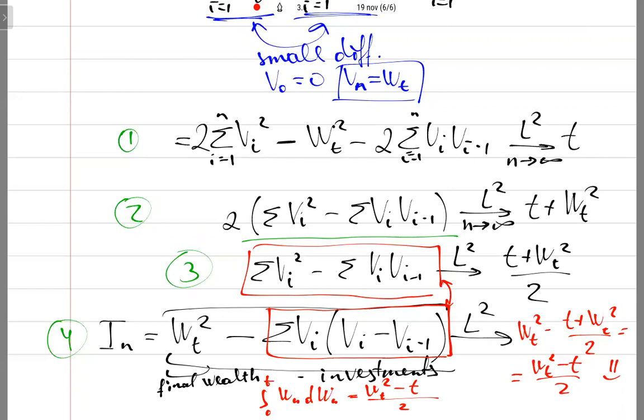It's interesting that the result is a little bit counterintuitive. If W is a non-random function, then we would expect the answer to be Wt squared minus W0 squared over 2. If it was a non-random quantity, we would expect such a value, but it's the wrong answer.